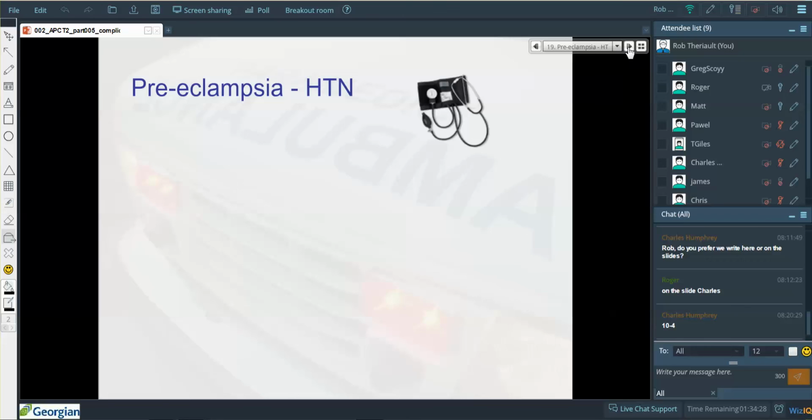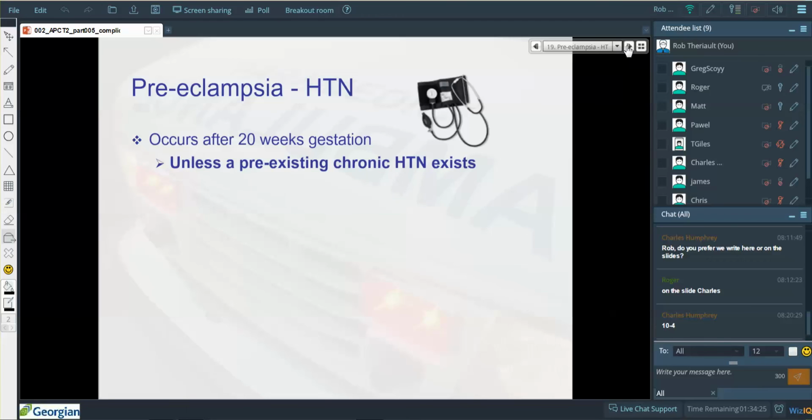It occurs after 20 weeks gestation, unless there's a pre-existing chronic hypertension, but that wouldn't be preeclampsia, that would be just chronic hypertension. And it's one of the most common causes of perinatal morbidity and mortality.